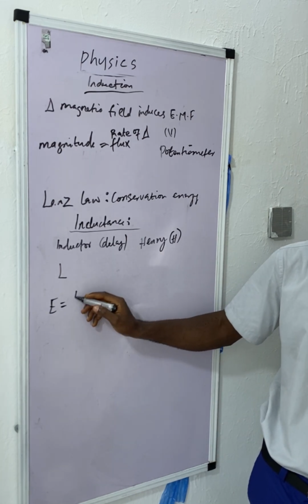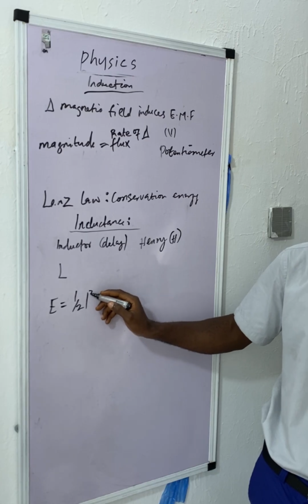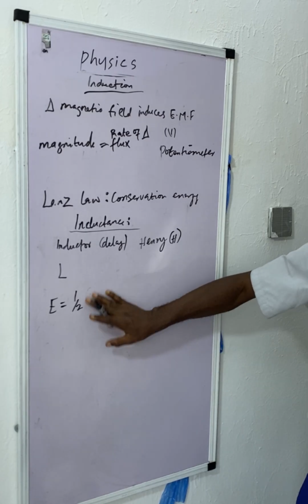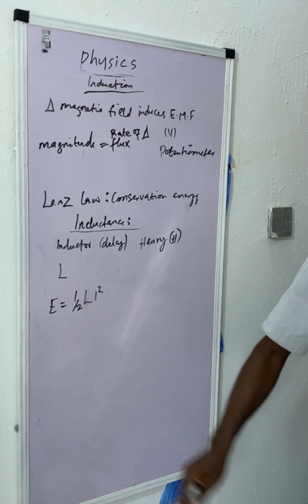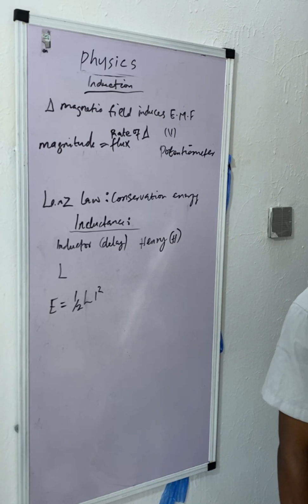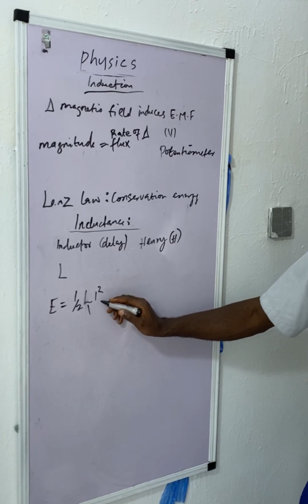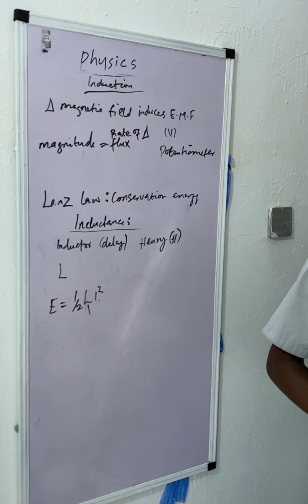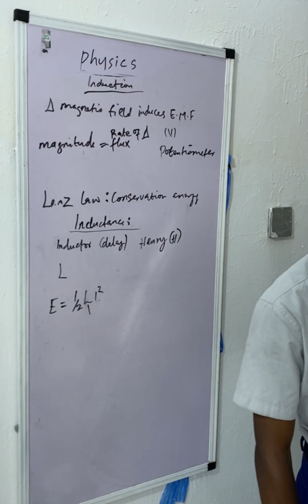Okay. The energy of an inductor is equal to 1/2 L I square. Where L is length, I is what? L is inductance, not length. L is inductance, I is current. All right. So if you are asked the energy of an inductor, you use that.